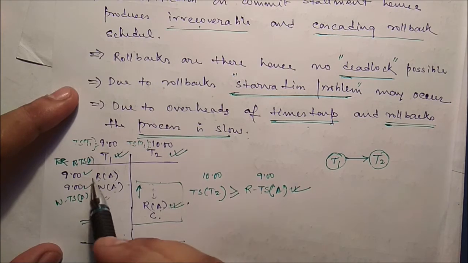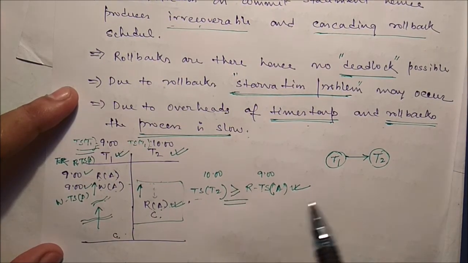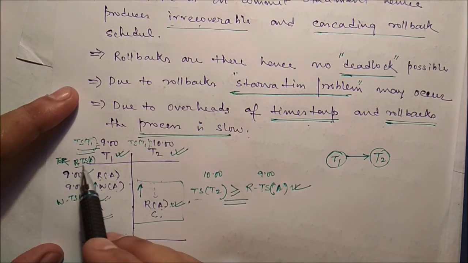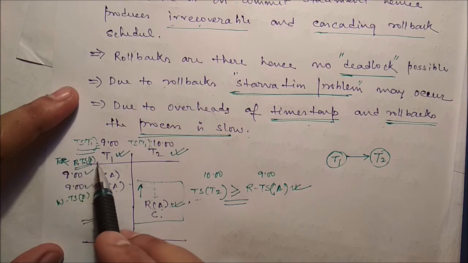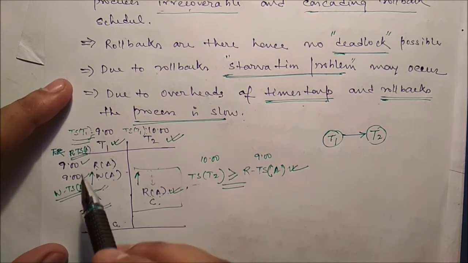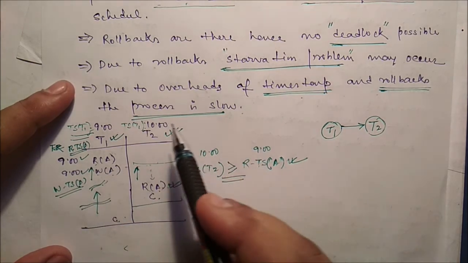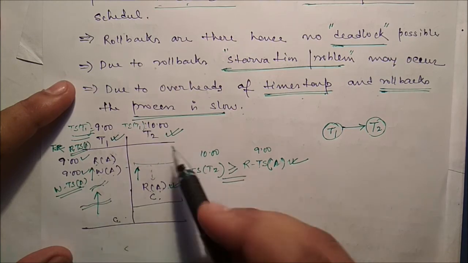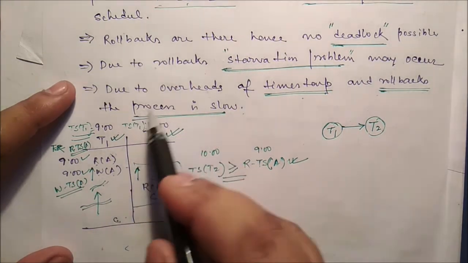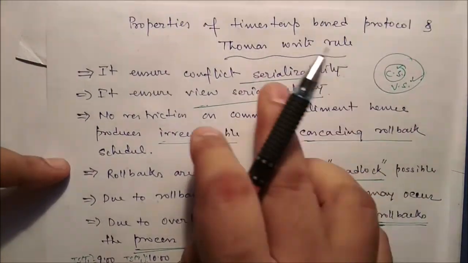And definitely, to implement this TS(Ti), comparisons are needed, as well as various other comparisons, and finding the RTS(A) and WTS(A). So the program needs some more extra code to implement all this timestamp. Definitely these are overheads for the transaction and for the schedules, hence the process is slow. Okay. Next we will discuss Thomas Write rule.